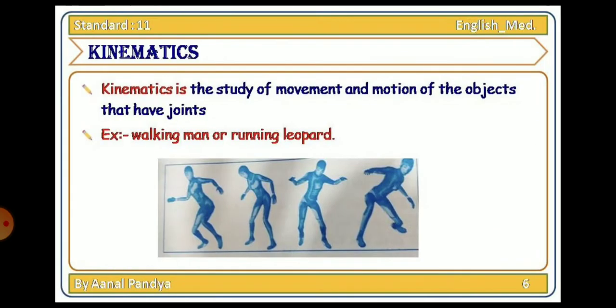Now next is kinematics. Kinematics means movement. It is the study of movement and motion of objects that have joints. A walking man or a running leopard are all examples of kinematics movement animation. Here in the images you can see the movement of one type of robot, the joints movement. You can say that the joint movement is displayed, but practically it is not available in our syllabus.